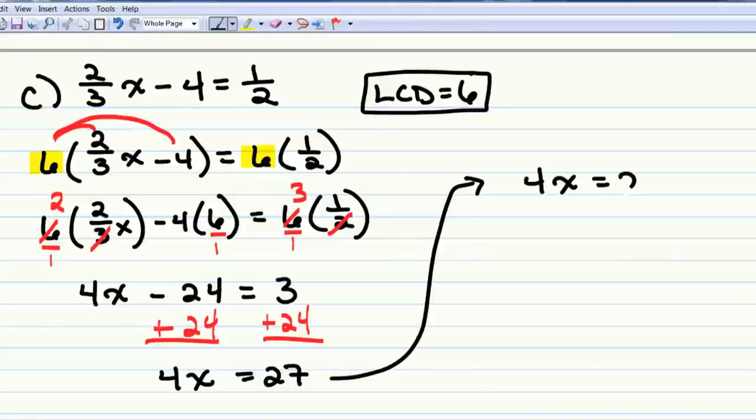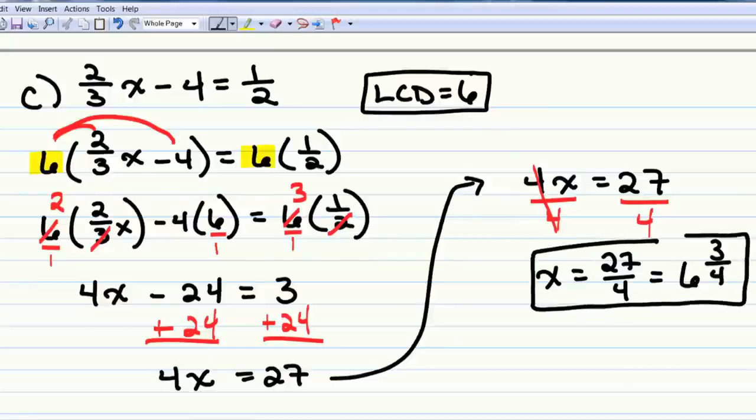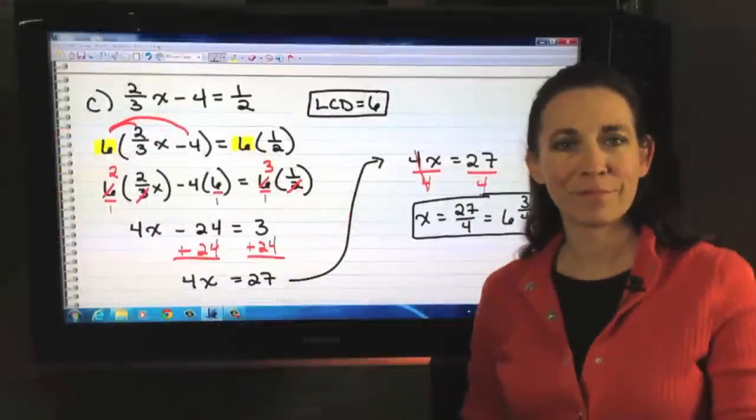And then 4x equaling 27. We're going to undo the multiplication between the 4 and the x by dividing both sides by 4. 4 divided by 4 is 1. That was our goal. So we're left with x equaling 27/4. That's an improper fraction. It's improper because the higher number is on top. Mixed fraction, we can divide. 4 goes into 27 6 times with a remainder of 3. So we get 6 3/4 as our mixed fraction. Ta-da!